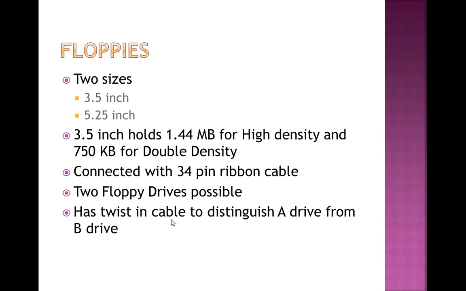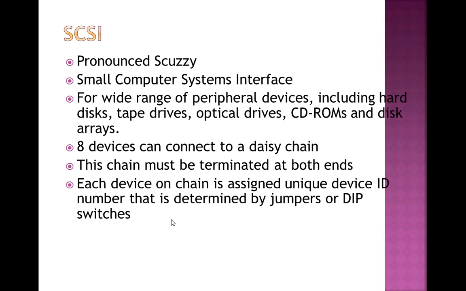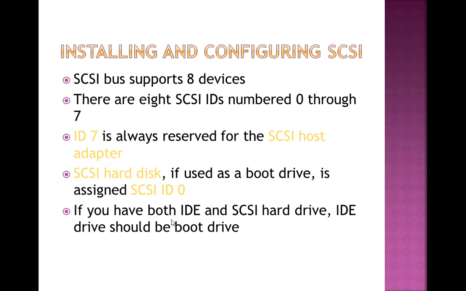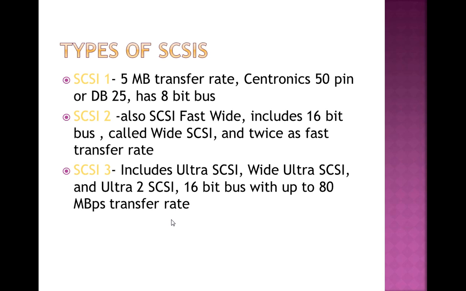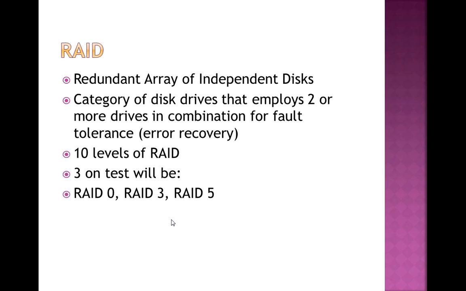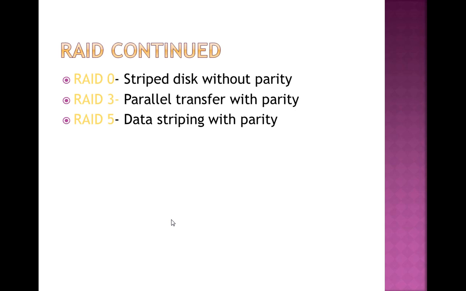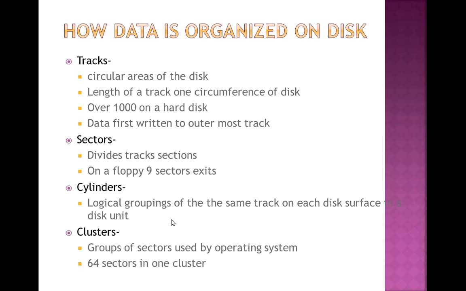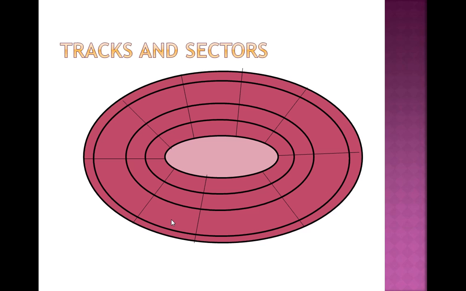Then the hard disk and floppies: what is a floppy, what are the floppy sizes, what is SCSI, and how to install and configure SCSI. Then the types of SCSI, that is SCSI 1, SCSI 2 and SCSI 3. Then what is RAID, that is redundant array of independent disks. These are the categories of RAID: RAID 0, RAID 3, RAID 5. RAID 0 is without parity and 3 and 5 are with parity.